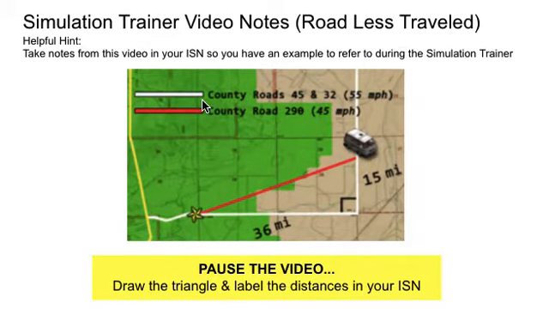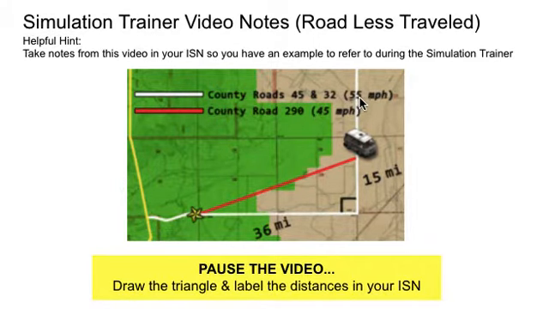You will notice that the white roads are County Roads 45 and 32. This would require the van to drive 15 miles south and 36 miles west. The red side of this triangle, or the red route, is County Road 290.